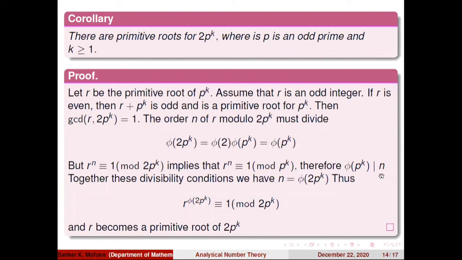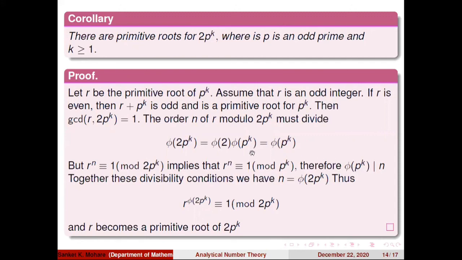Why should phi of p^k divide n? Because we assumed r is a primitive root of p to the power k. It means the order of r modulo p to the power k is what? Phi of p^k. So by definition of primitive root, the order of integer r modulo p to the power k is phi of p^k, and here r to the power n is congruent to 1 modulo p to the power k. So using theorem 1, the order of r modulo p to the power k should divide n, and its order is phi of p^k. That's why phi of p^k should divide n.